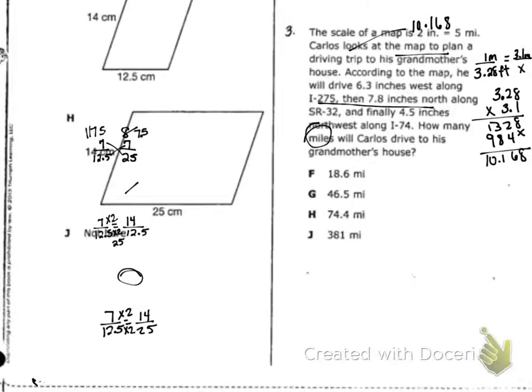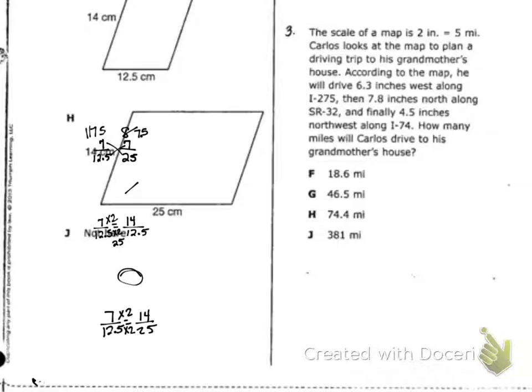Number 3. The scale of a map is 2 inches equals 5 miles. Carlos looks at the map to plan a driving trip to his grandmother's house. According to the map, he will drive 6 3/10 inches west along I-275, then 7 8/10 inches north along SR-32, and finally 4 5/10 inches northwest along I-74. How many miles will Carlos drive to his grandmother's house? The first thing we want to do is add up all the inches.